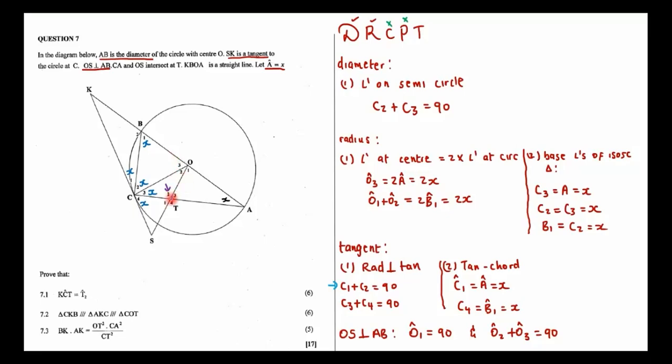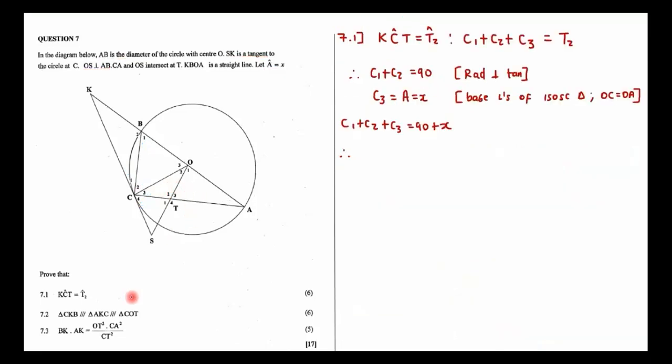Or also again, it can act as an exterior to this side where we have X here and O1. Right now here it says that we don't have O1, but if you remember, we did calculate the value for O1. We said O1 was 90 because we were given that OS is perpendicular to AB.